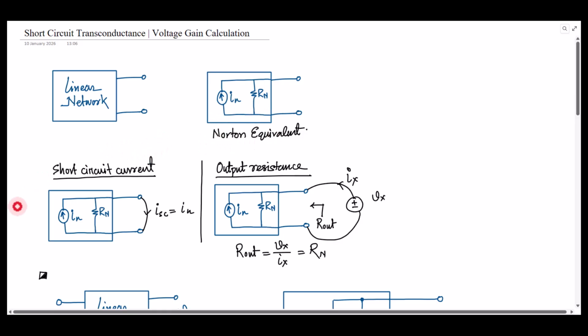For the given linear network, you can always find the short circuit current by shorting that output port. It is easy to measure. Similarly, to find the output resistance, you can apply a small or incremental voltage and see what the incremental current is. Taking the ratio, you get the output resistance.